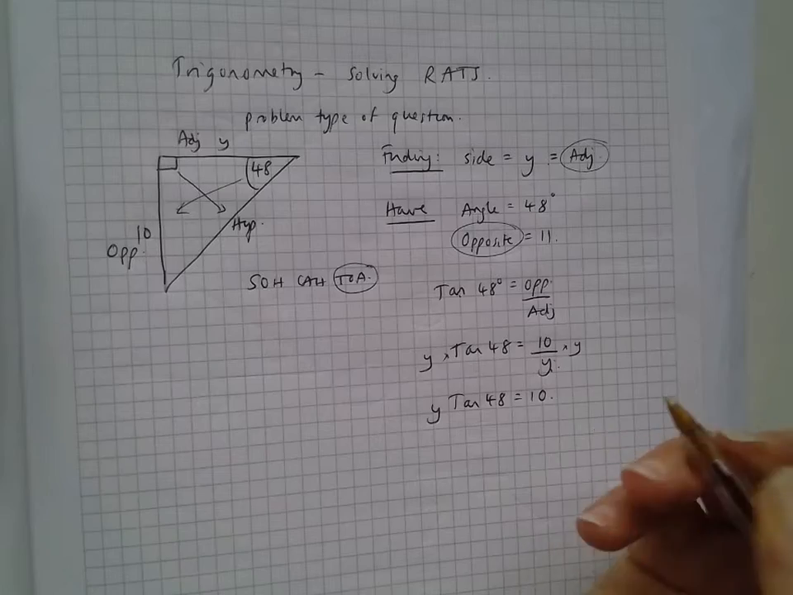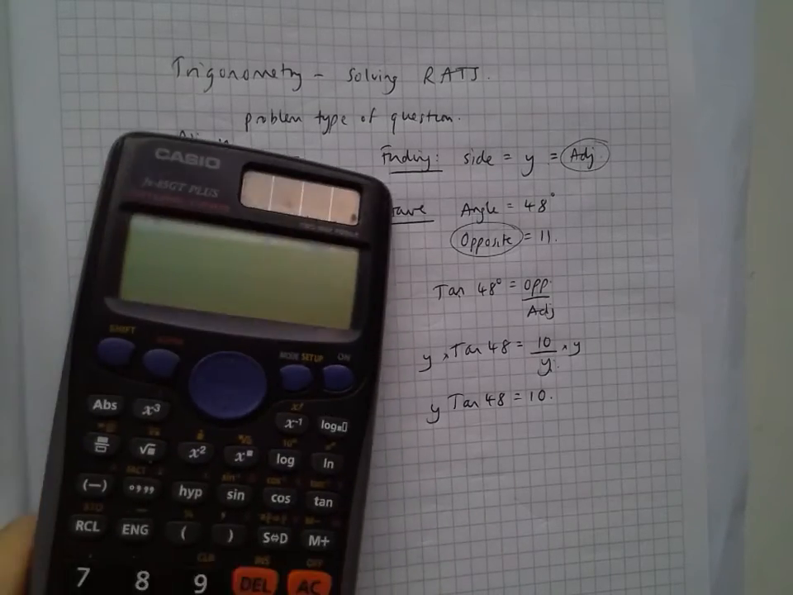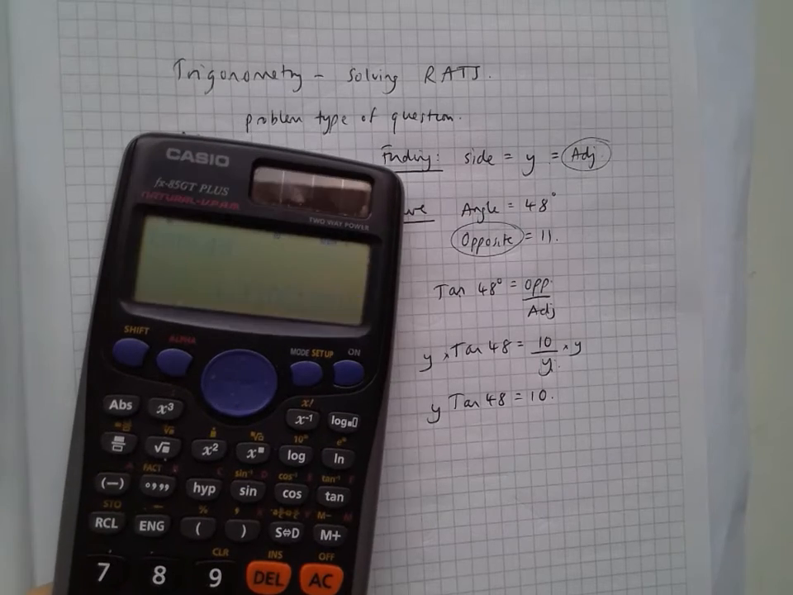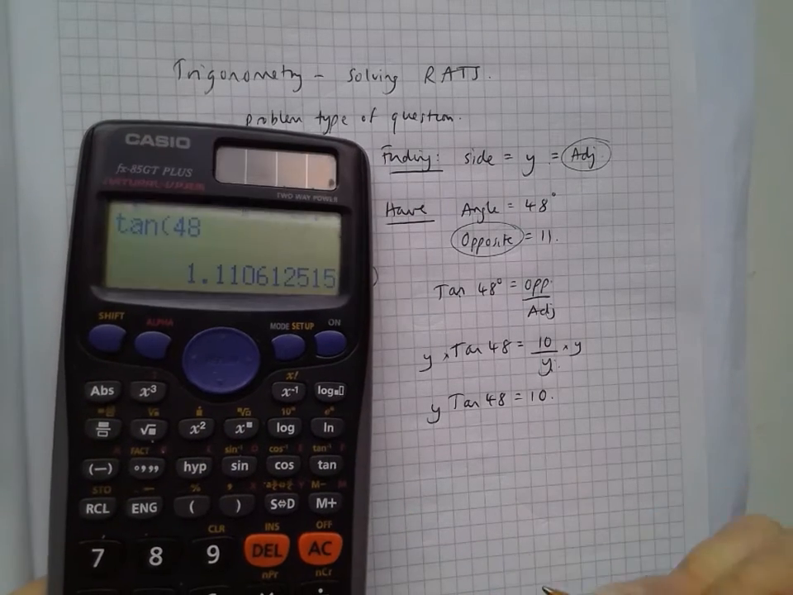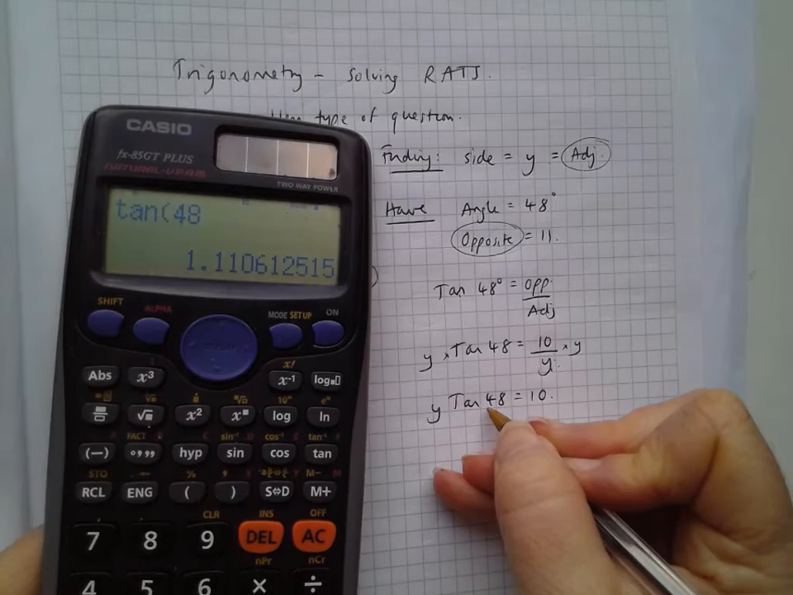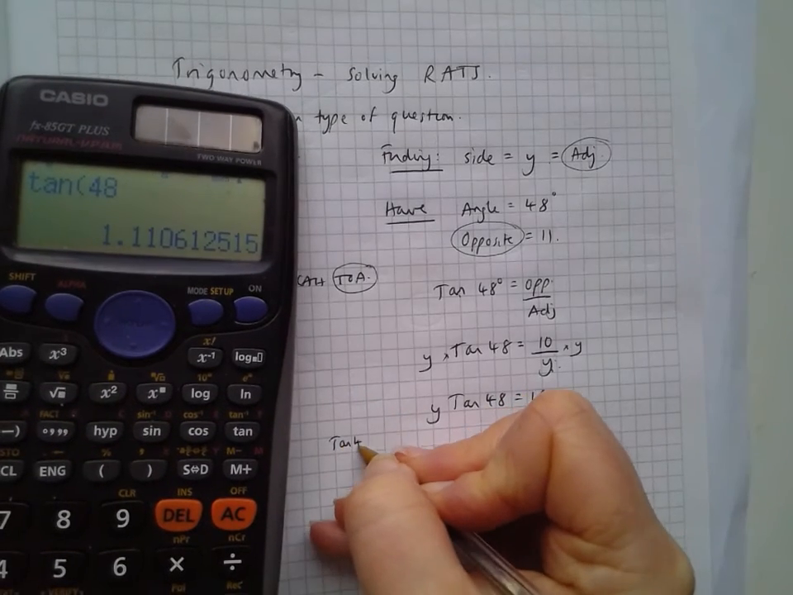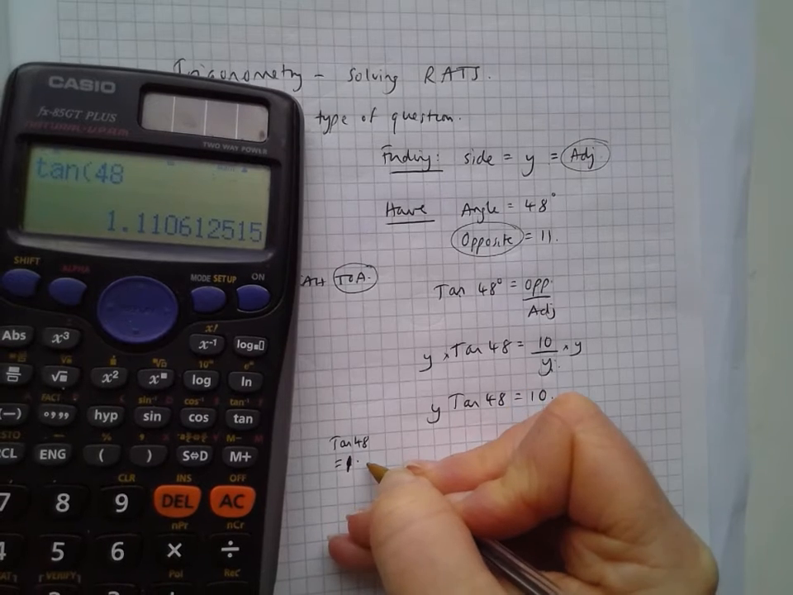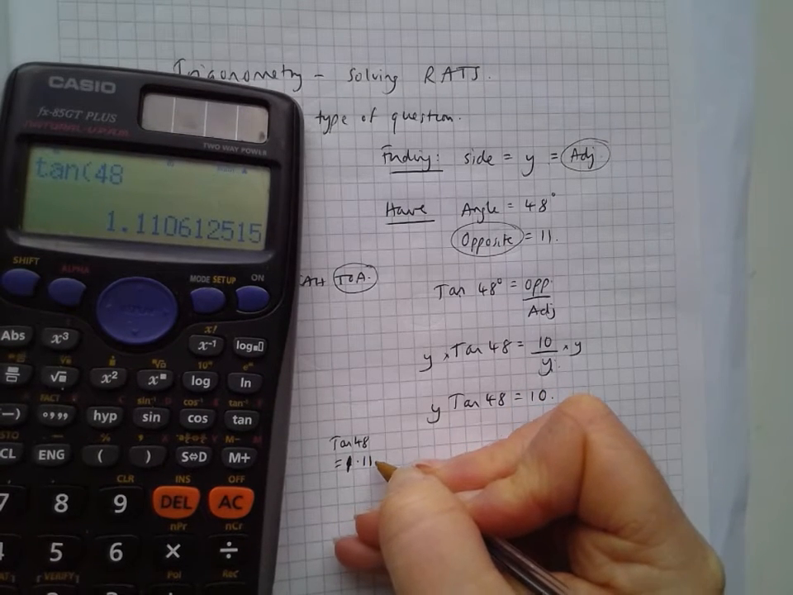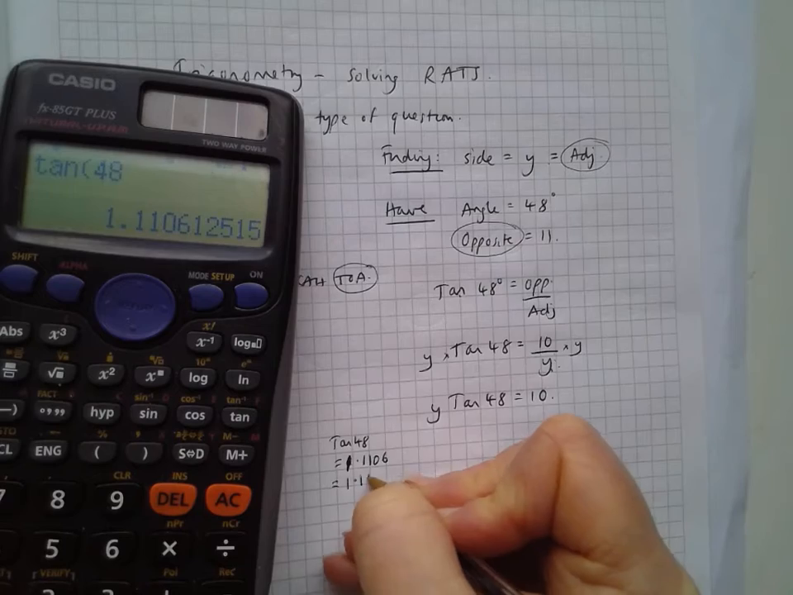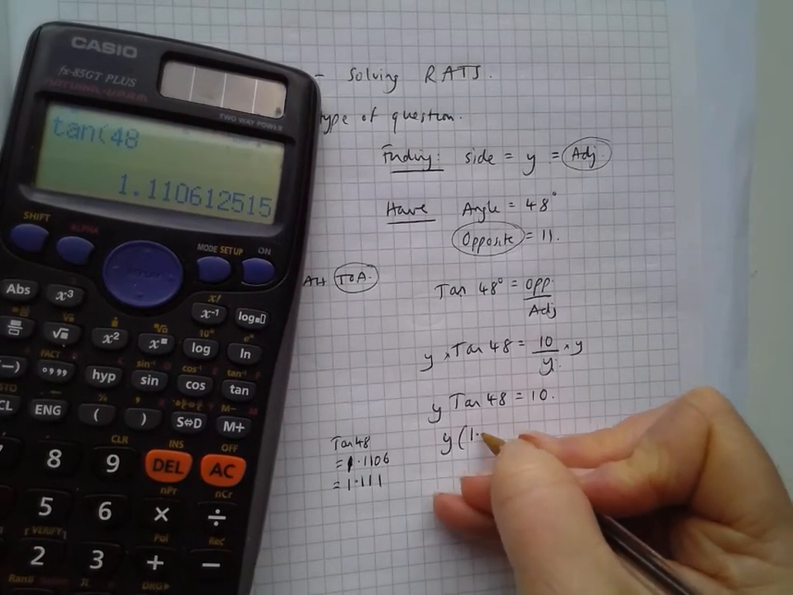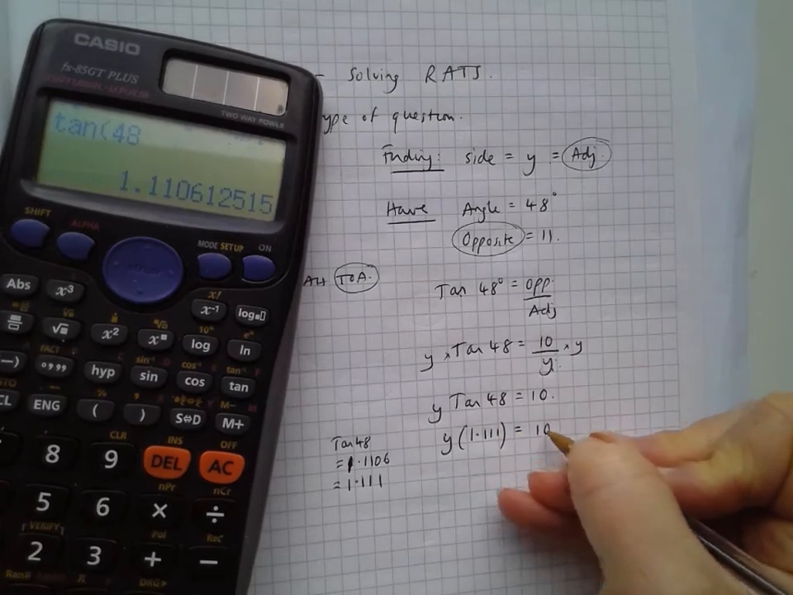Now some people at this stage like to make that into a decimal rather than tan 48. So tan 48, let's just write that here, is equal to 1.1106, which I'm rounding to 1.111. Okay, so y times 1.111 is equal to 10.